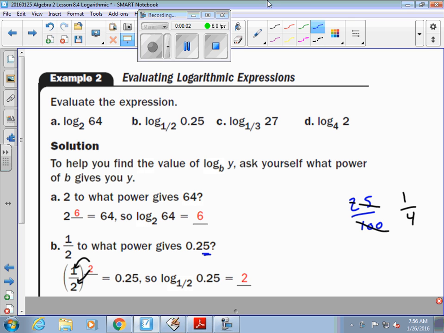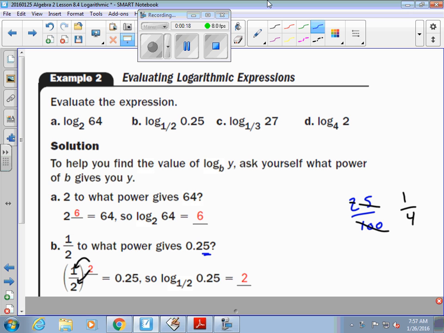This is Algebra 2, Lesson 8.4. We are introducing log functions, Part 2. At example number 2, we got through about half of example number 2 yesterday, so we're picking up on 2b, where we'll redo 2b real quick.